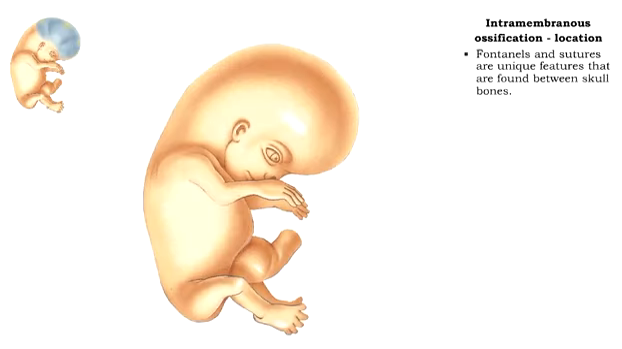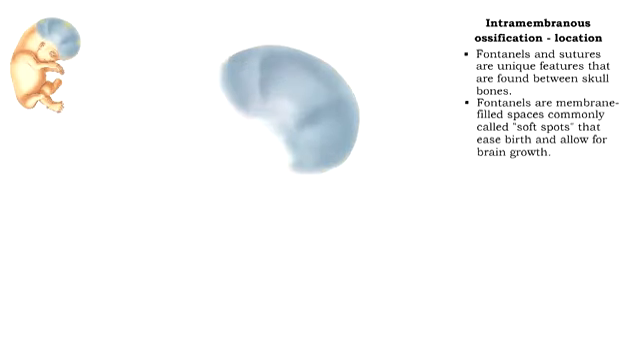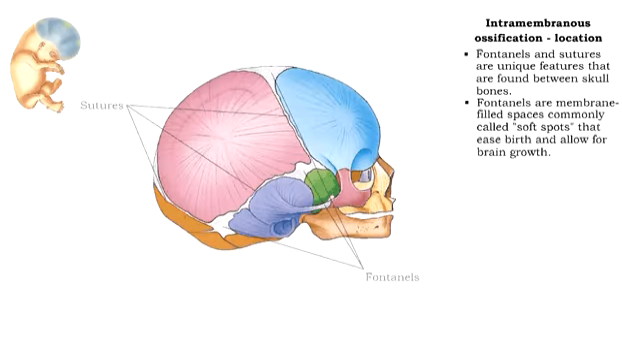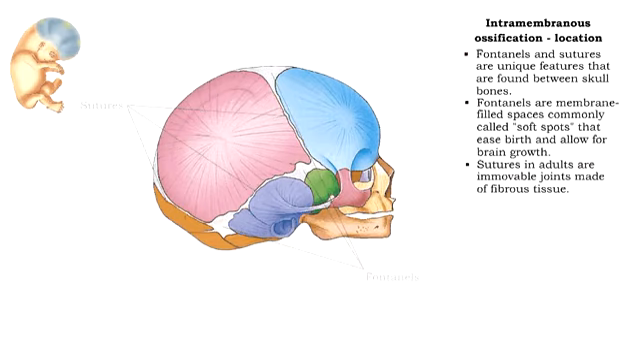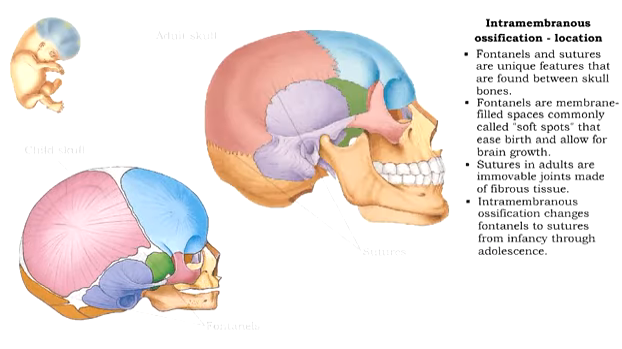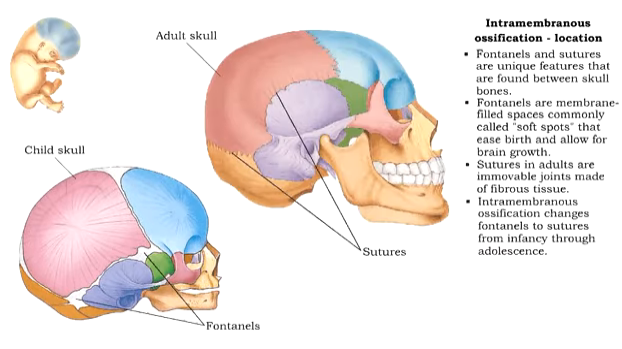Intramembranous ossification also occurs with skull bones in childhood. At birth, skull bones are separated by fontanelles, or soft spots, and sutures, immovable joints made of fibrous tissue. Fontanelles in the fetal skull allow for easier passage through the birth canal and rapid brain development. Up until adolescence, the fontanelles slowly ossify into sutures, providing the brain with greater protection.